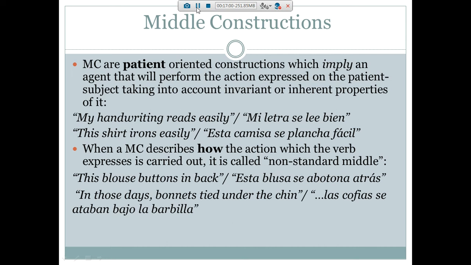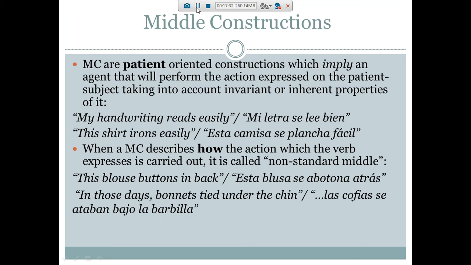Well, my handwriting is the syntactic subject, patient. There is an implied agent because someone reads my handwriting. So there must be an agent that does the action, right? But I present it this way because I want to focus on the inherent properties of my handwriting. If it reads easily, it's because it's clear, it's tidy, okay?